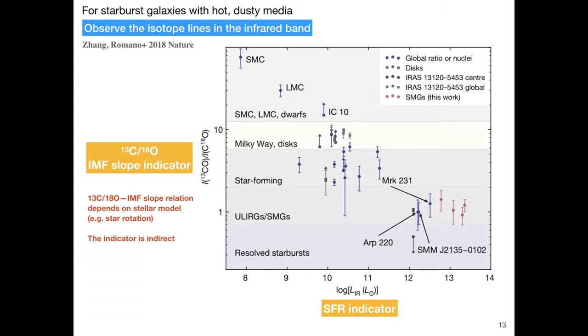So the problem, or let's say the uncertainty of this method, is how do you translate the isotope ratio to the MF slope? And that depends on your assumed stellar evolution model. So again, this indicator is indirect.